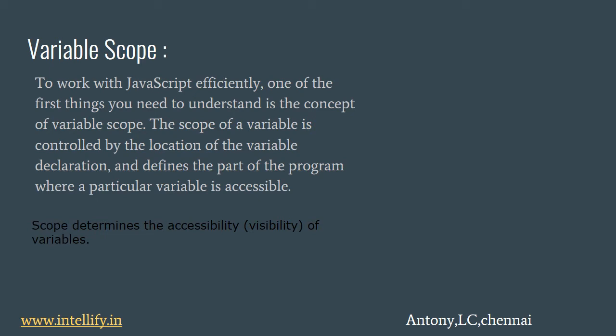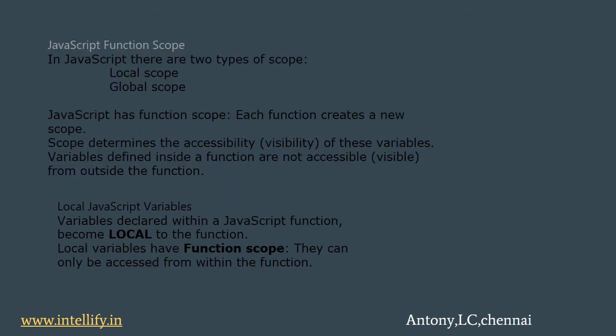To work with JavaScript efficiently, one of the first things you need to understand is the concept of variable scope. The scope of a variable is controlled by the location of the variable declaration and defines the part of the program where the particular variable is accessible. Scope determines the accessibility of the variable. The accessibility means here the visibility of the variable.